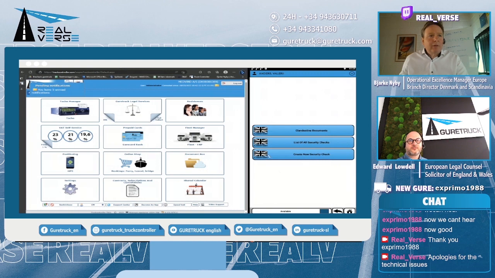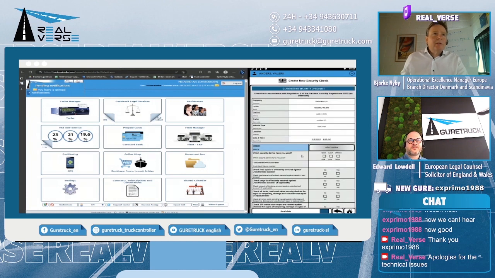Yeah. Please. I think the UK flag has got a little pale, but anyway, we'll take the bottom, and here you will see that we are now in create a new security check. So we are about to make a check. We have pre-populated the company, the driver name, the vehicle that we're using, and the vehicle type as well. We have the date, and we have the timing in here as well.